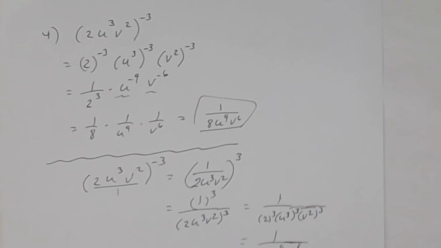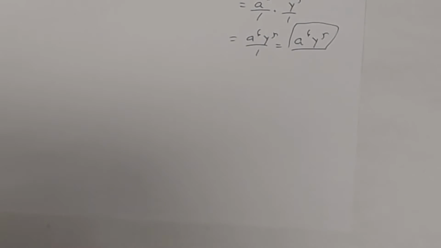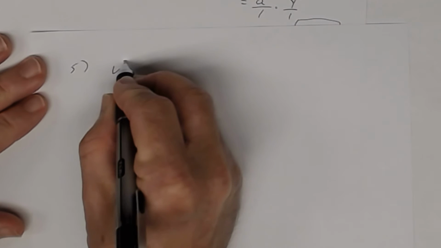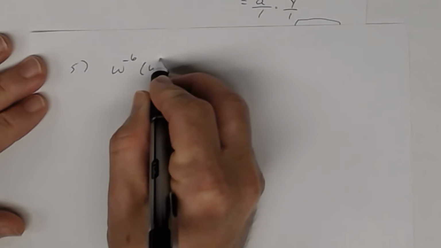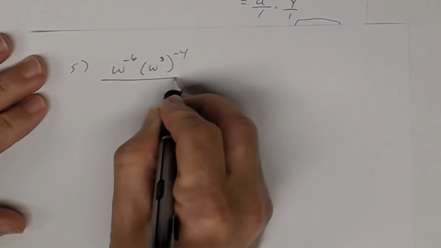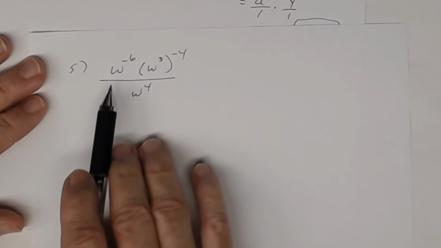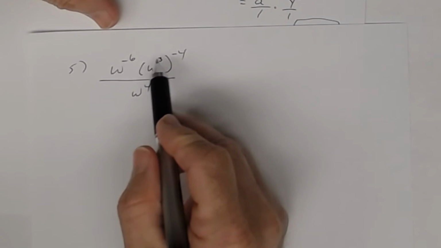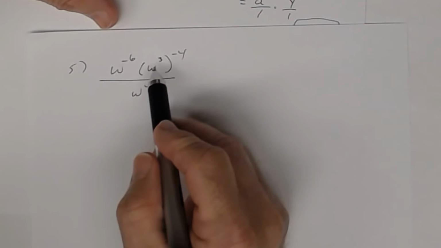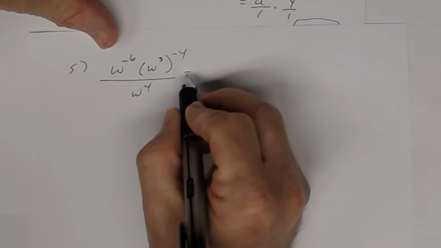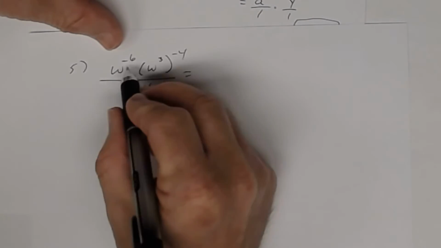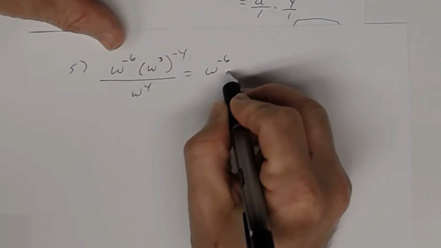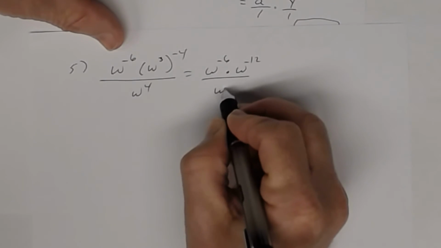All right, so let's look at number 5. For number 5, we have w to the negative 6 times w to the third raised to the negative fourth, all divided by w to the fourth. So I have a lot of w's here, right? Okay, so you see I have this parentheses right here. Let's see if I can remove that parentheses right away. So here I'm going to use a power rule. So I have w to the negative 6 times, and then 3 times negative 4 is negative 12, all divided by w to the fourth.